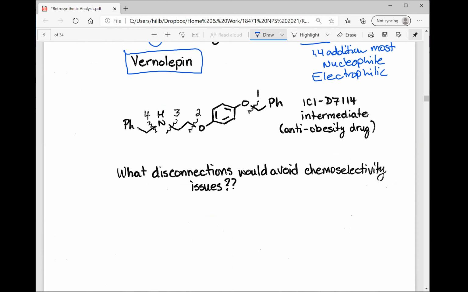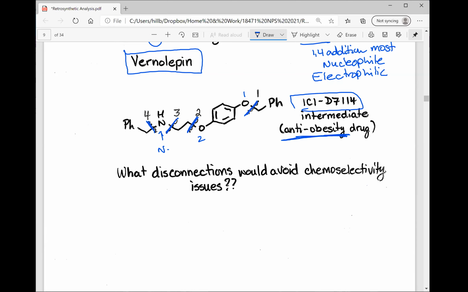So this intermediate, some pharmaceutical company was using this to make an anti-obesity drug. We've got 2 oxygens in here, and we've got a nitrogen in here. And if we follow our rule about disconnecting next to a heteroatom, there's 4 basic places where we could disconnect: here, here, here, or here.